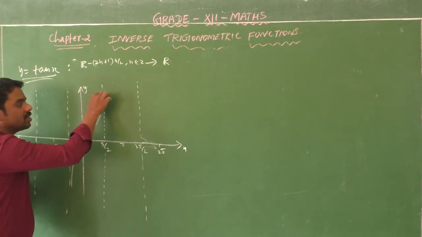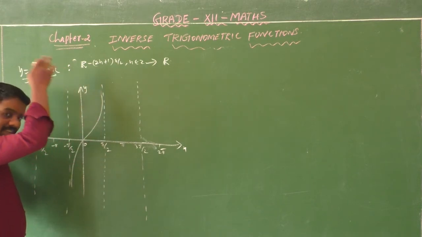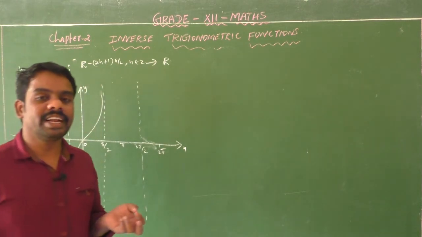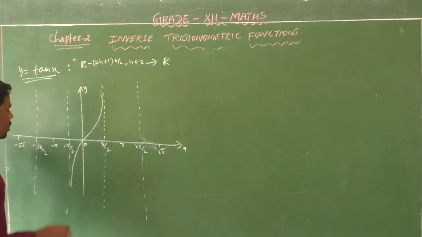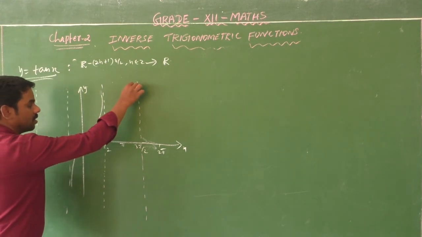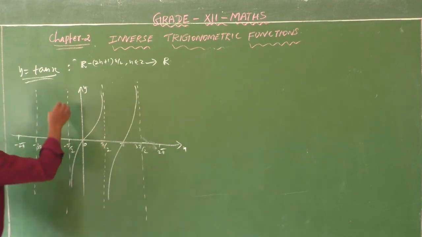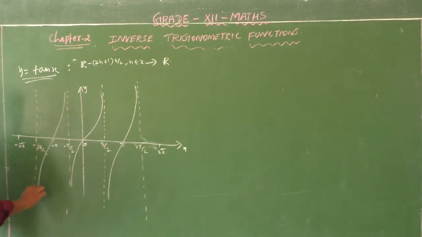Asymptote means the curve does not touch the line at any point. Almost, the curve touches it at infinity, so infinity is not known. Okay, so this is the y equal to tan x curve.